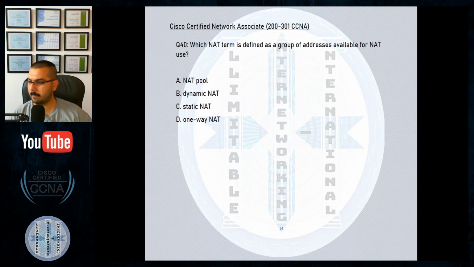Question 40. Which NAT term is defined as a group of addresses available for NAT use? Whenever you have a group of addresses that a NAT can use, then this is a pool. And we had a lab on dynamic NAT, which uses pools, in chapter 4. Okay, so I hope that you did memorize or remember that.